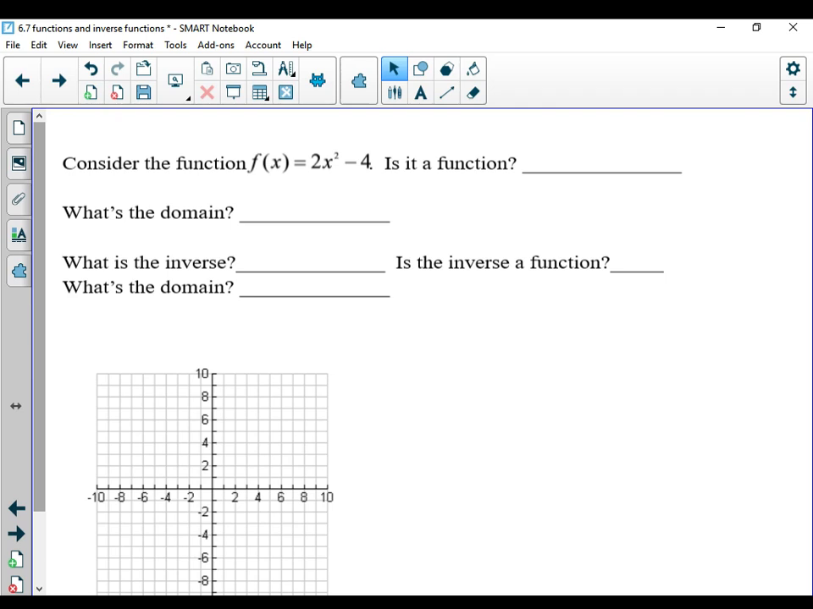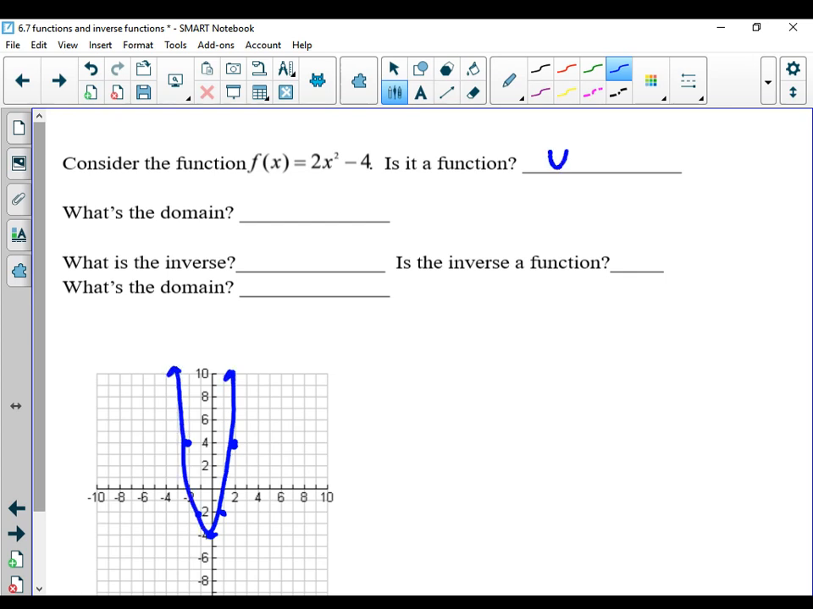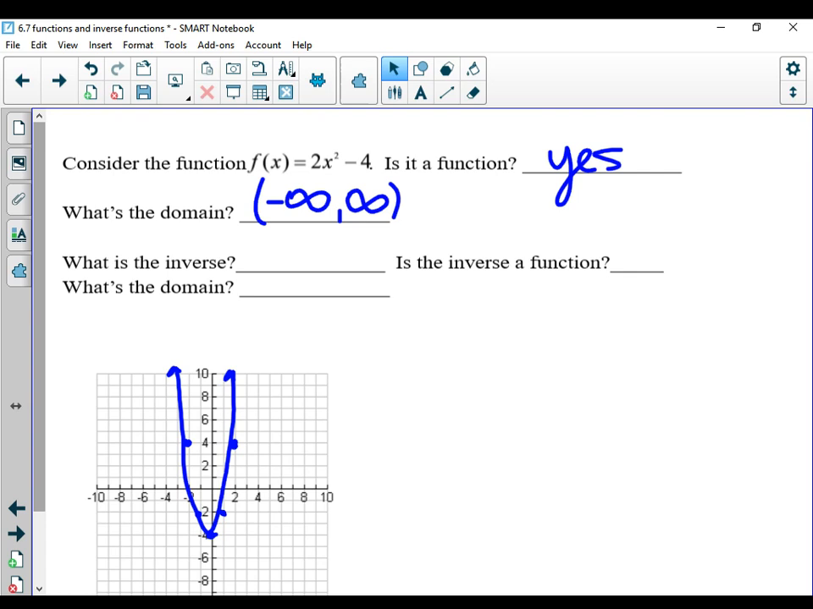Okay, looking at that graph on your calculator, is it a function? Yes. That is what you should see. What's the domain of that? Infinity. Thank you. Every single time. Okay. Now I want you to solve for the inverse. Go ahead and find the inverse.